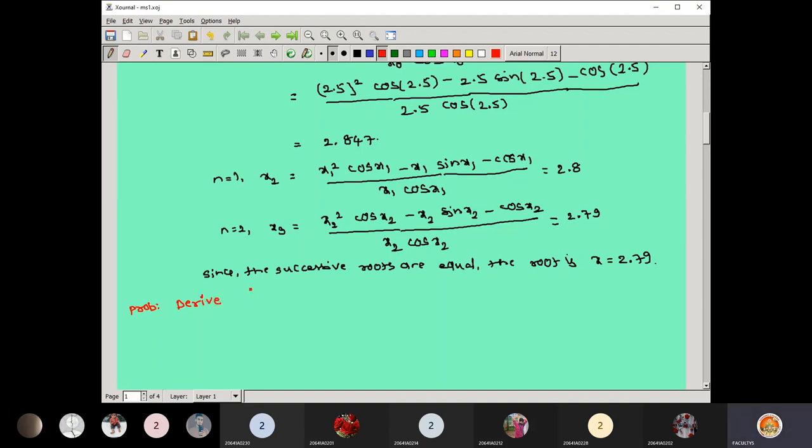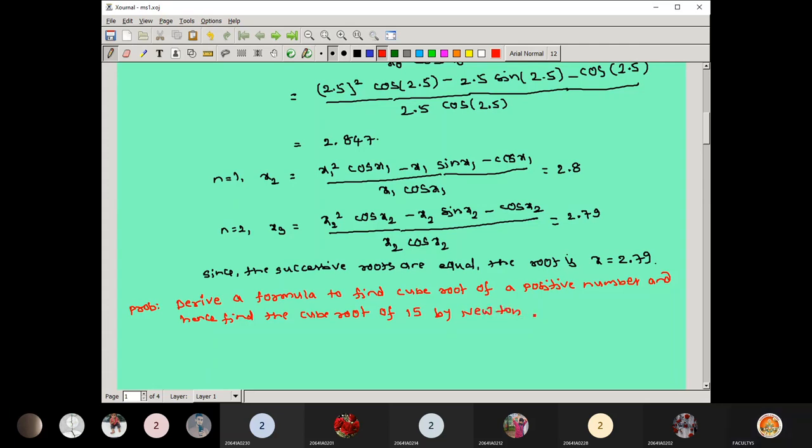Derive a formula to find the cube root of a positive number, and hence find the cube root of 15 by Newton-Raphson method.